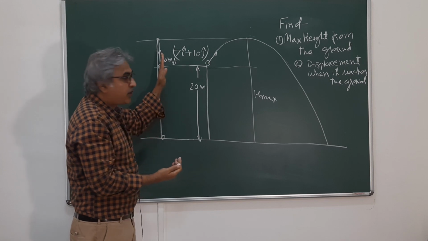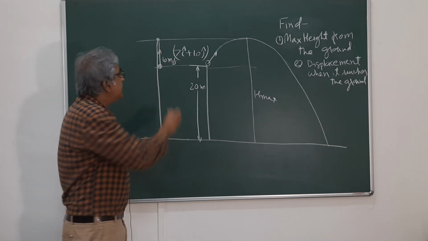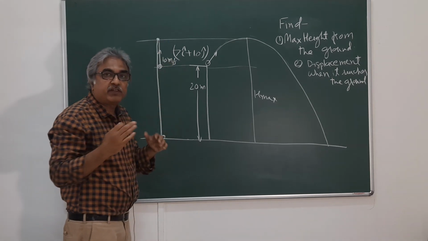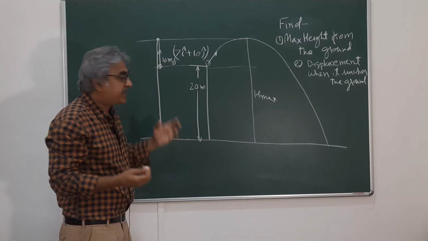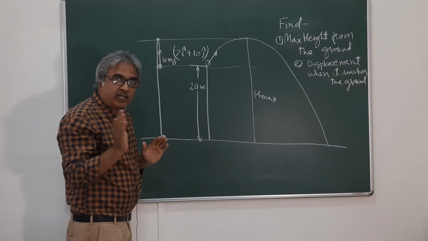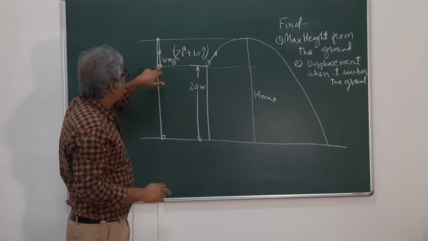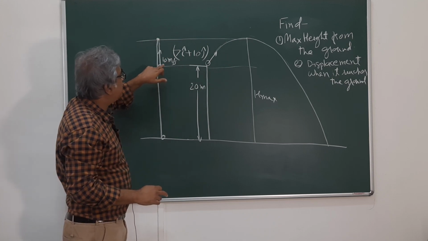So upward velocity is 10 meters per second, acceleration is downward, the velocity will decrease, and when it reaches the maximum height, its velocity would be 0, right? So velocity here is 0, and then it is coming down. But because we want to find out this height, we will consider only this portion. We will say this is the initial velocity.